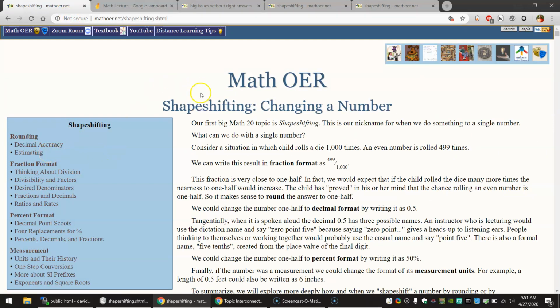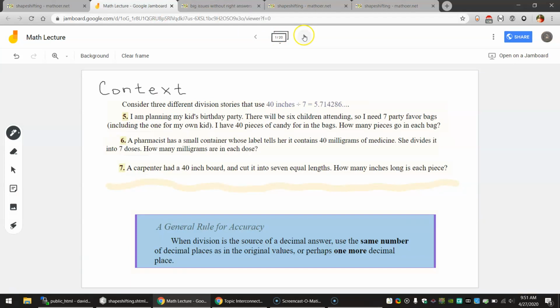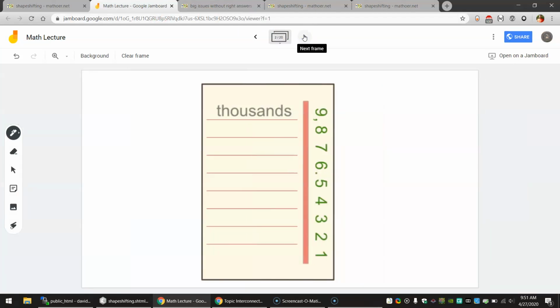And another important part about rounding was the difference between tens and tenths. Here we had 7 being our tens place and 5 being our tenths place. And that th is important. Similarly, thousands and thousandths.